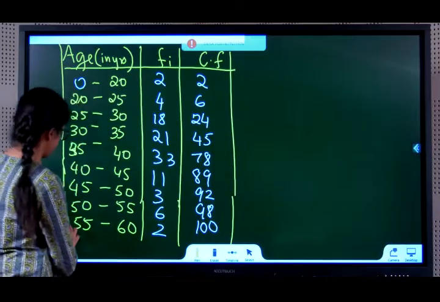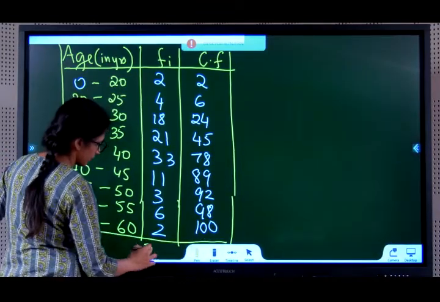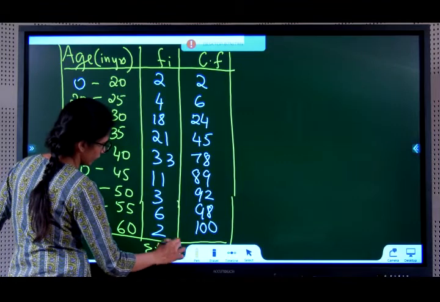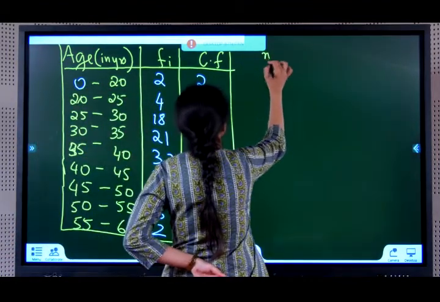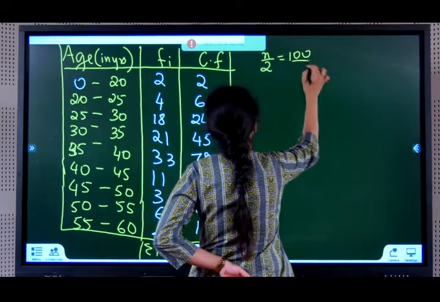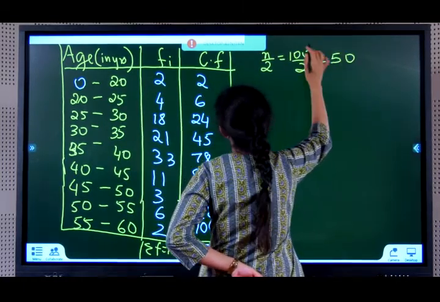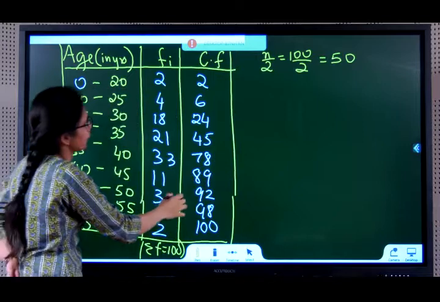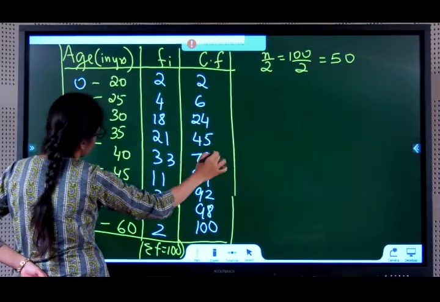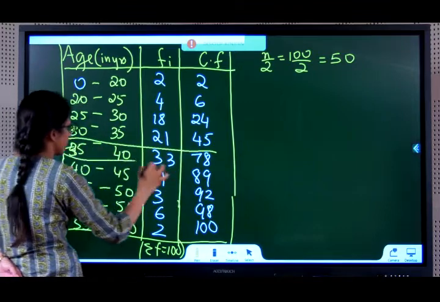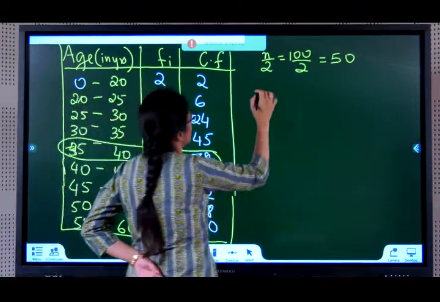So now we have to find median. We have summation f 100 here, we already know. First step, n by 2, 100 by 2, 50. Using this, plot the cumulative frequency, plot the median class. 50 is not there, next number after 50 is 78. So this is my median class.